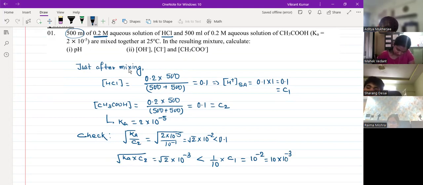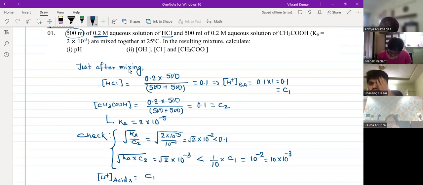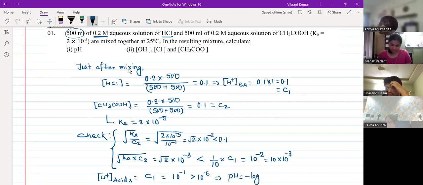After checking these two things, we can directly say that H plus from acids is C1 directly, which is 10 raised to minus 1, which is greater than 10 raised to minus 6. So pH can directly be calculated from here, and that will be minus log of 10 raised to minus 1, which is 1. That's the answer for the first question.